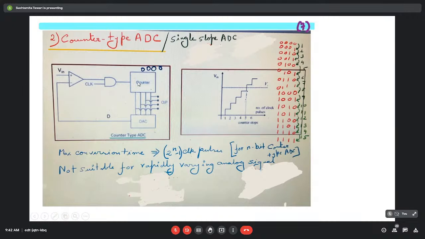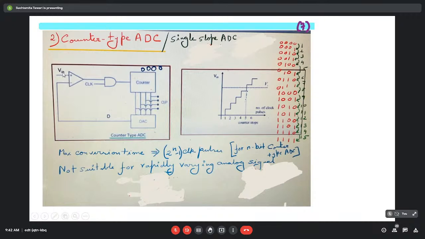At first, the counter is set to 0000. That is, it is cleared to 0000. Now, suppose this DAC has a resolution of 1 volt. So for 0000, the analog voltage output would be 0 volt. Sorry, the analog voltage here, suppose it is 1 volt. Now this is compared with this Vin.